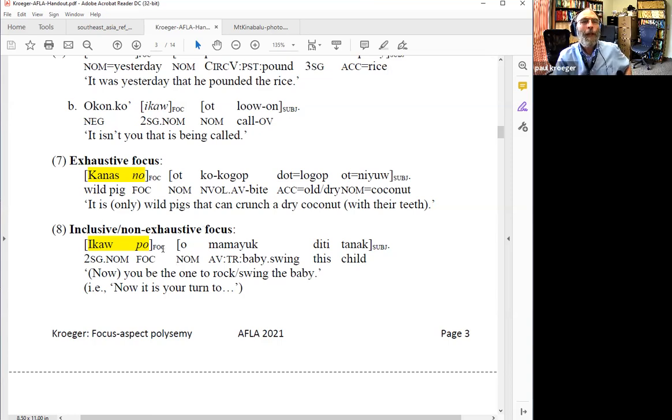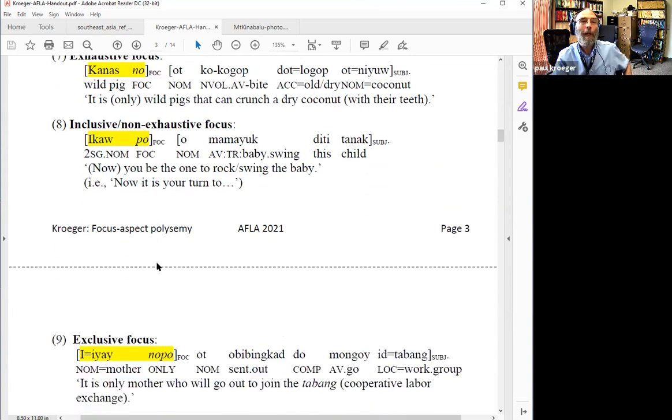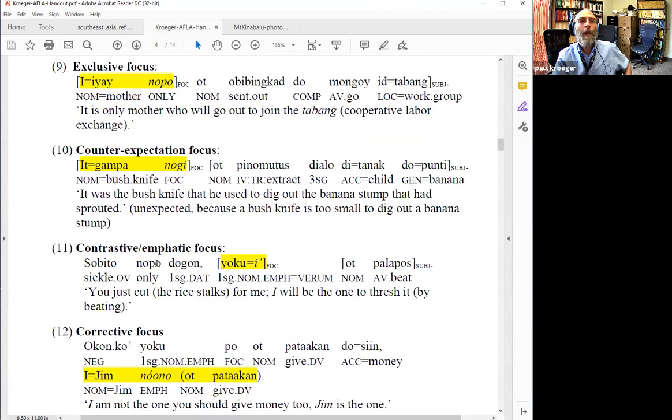The inclusive or non-exhaustive focus: you po, be the one to swing the baby, because other people have been doing it before. So it's the opposite of the no, and we'll go into that a little more later. Just to illustrate what some of the other particles can do, we have nopo, which means only, giving you an exclusive focus reading. Nogi means all sorts of things, but inside a cleft, it gives you a counter-expectation reading.